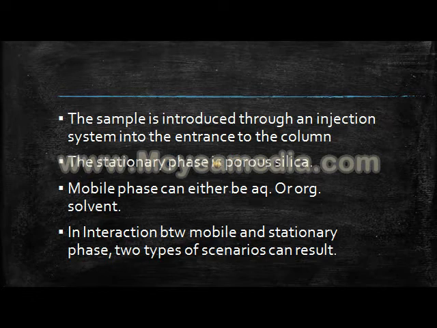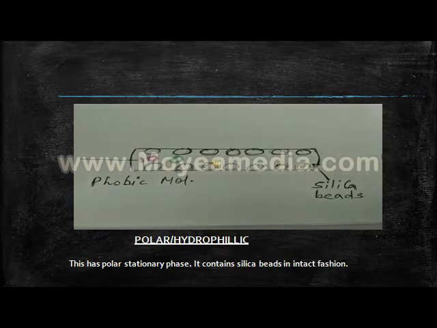The sample is injected into the column. The stationary phase is the silica. The mobile phase can be an aqueous medium or an organic solvent. According to the miscibility and interaction between the mobile phase and the stationary phase, two types of scenario result. I think this pencil diagram explains how the hydrophobic molecules move through the silica bead.